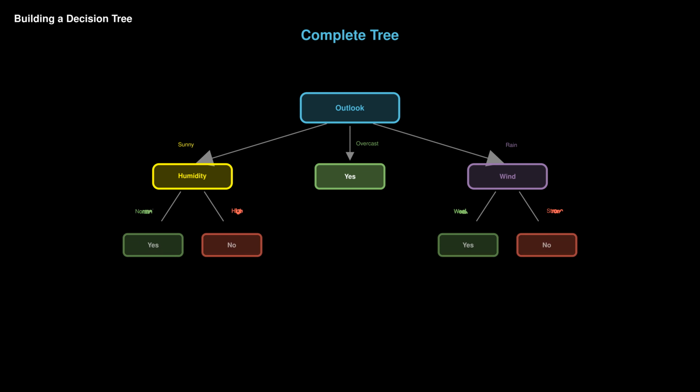Outlook at the root. The Overcast branch goes straight to yes. The Sunny branch splits on humidity. The Rain branch splits on wind. 5 leaf nodes, each one perfectly pure. This tree correctly classifies every single example in our training set.